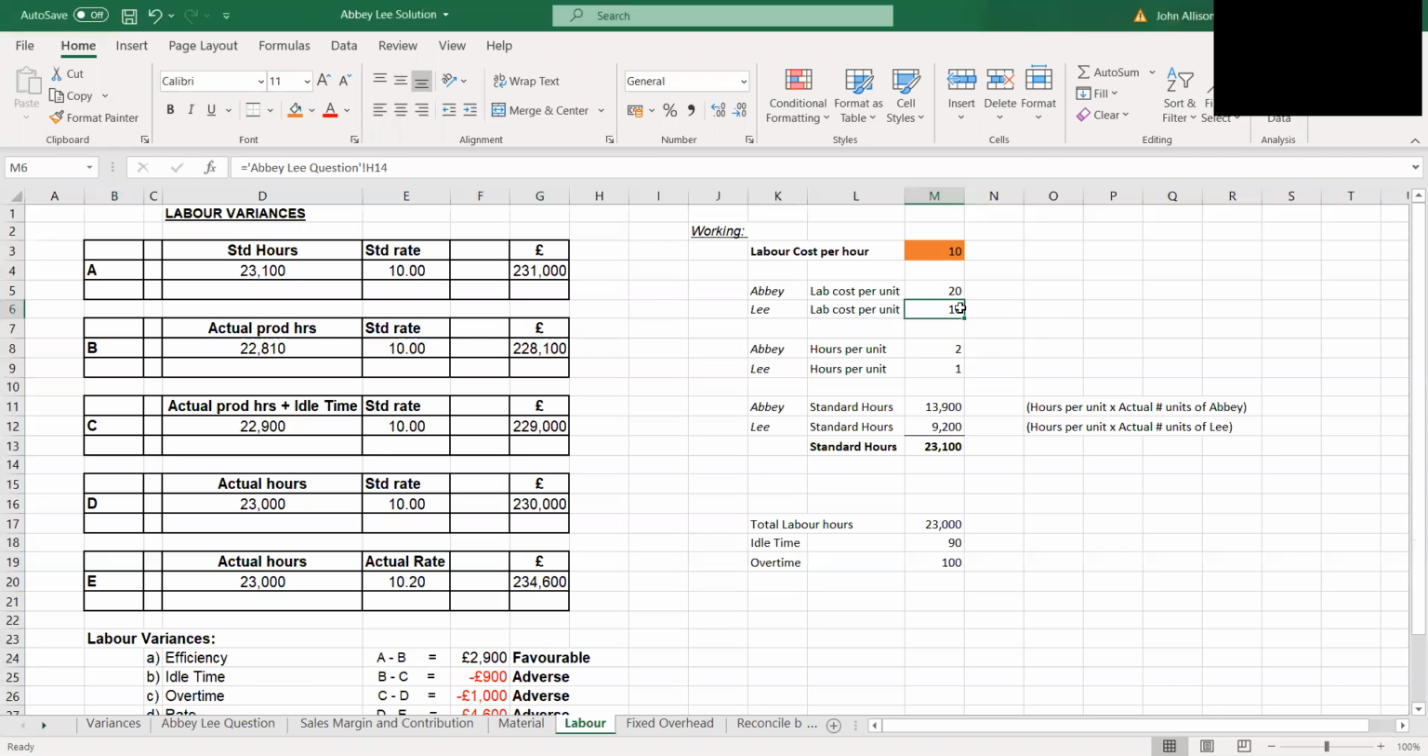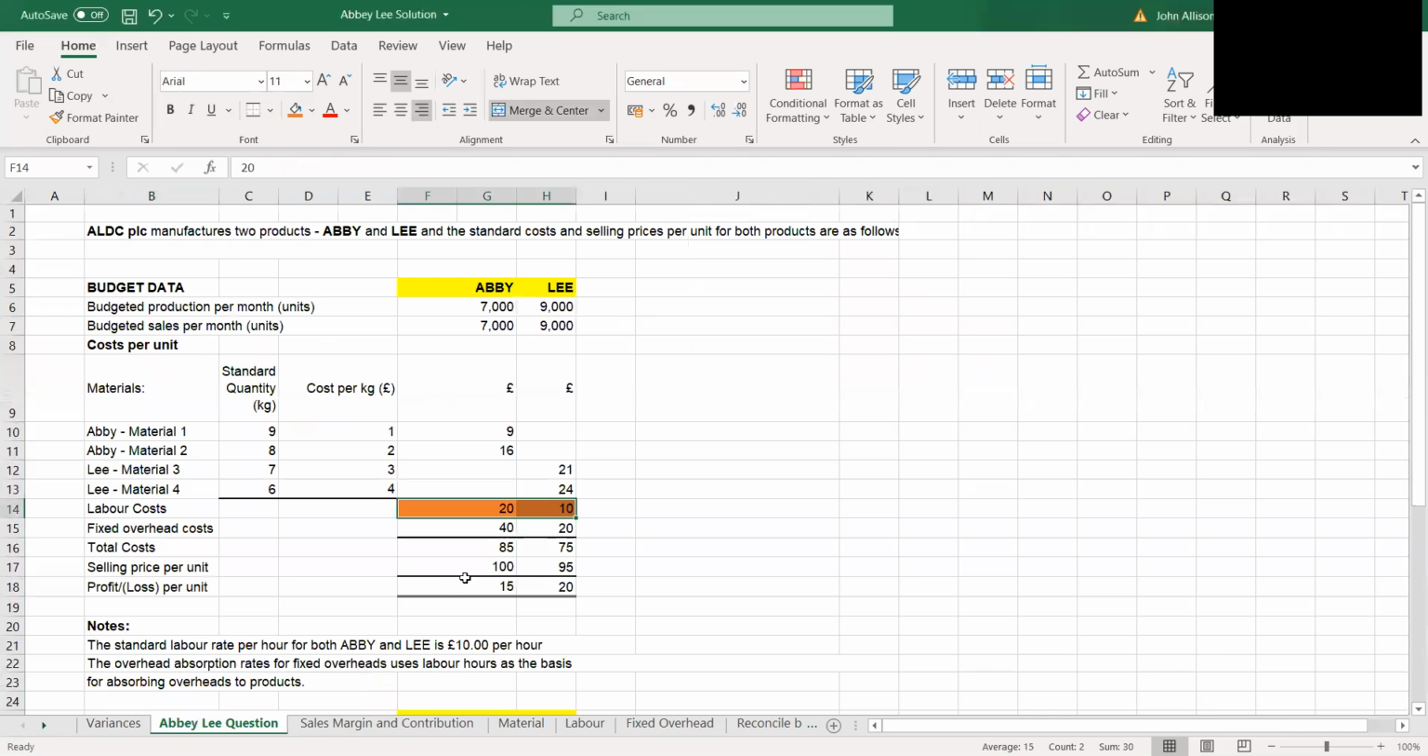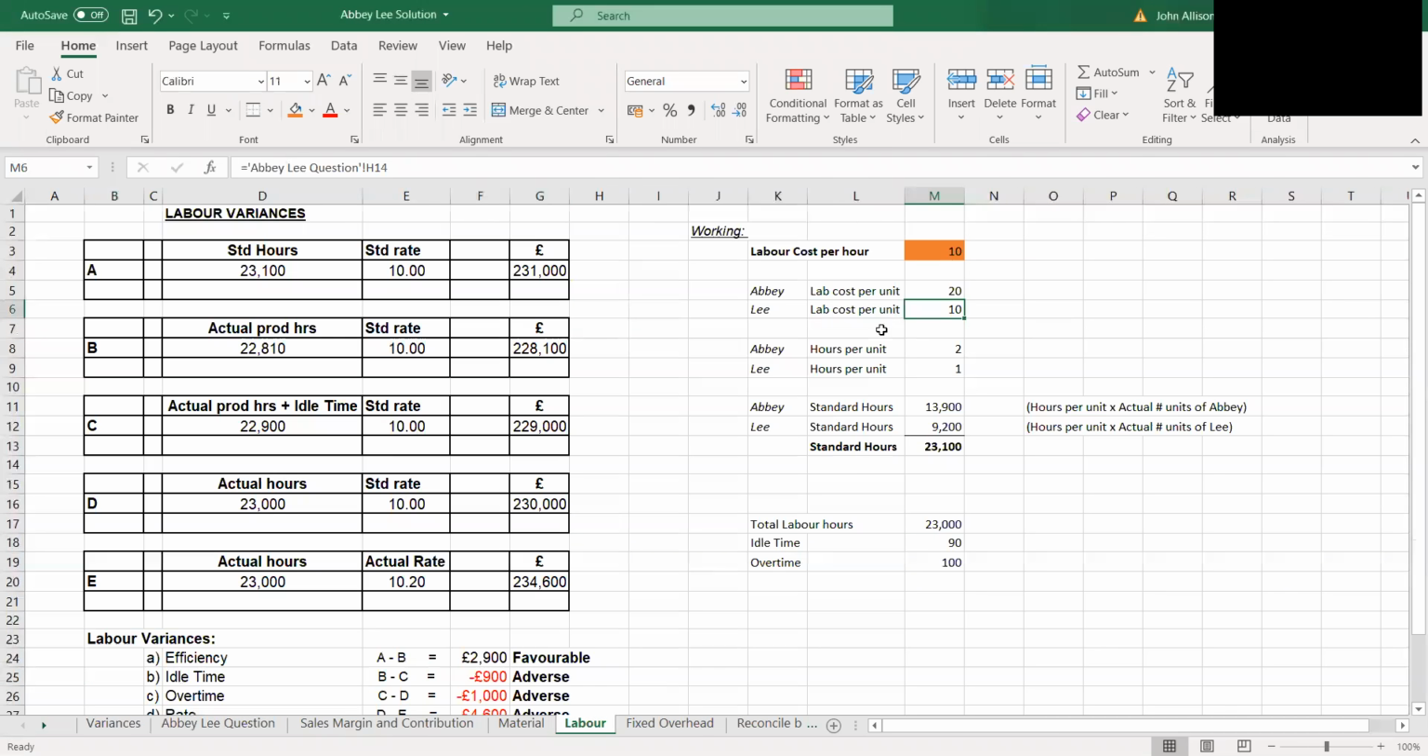Similarly, we do the labour cost per unit for Lee, which we see was £10. We can see it was 10 from the question here. We divide it by the labour cost per hour, which was budgeted to be £10. So we do the budgeted cost per unit divided by the budgeted cost per hour, which gives us 1 hour per unit. So we now know that to produce a unit of Abby takes 2 hours and to produce a unit of Lee takes 1 hour.